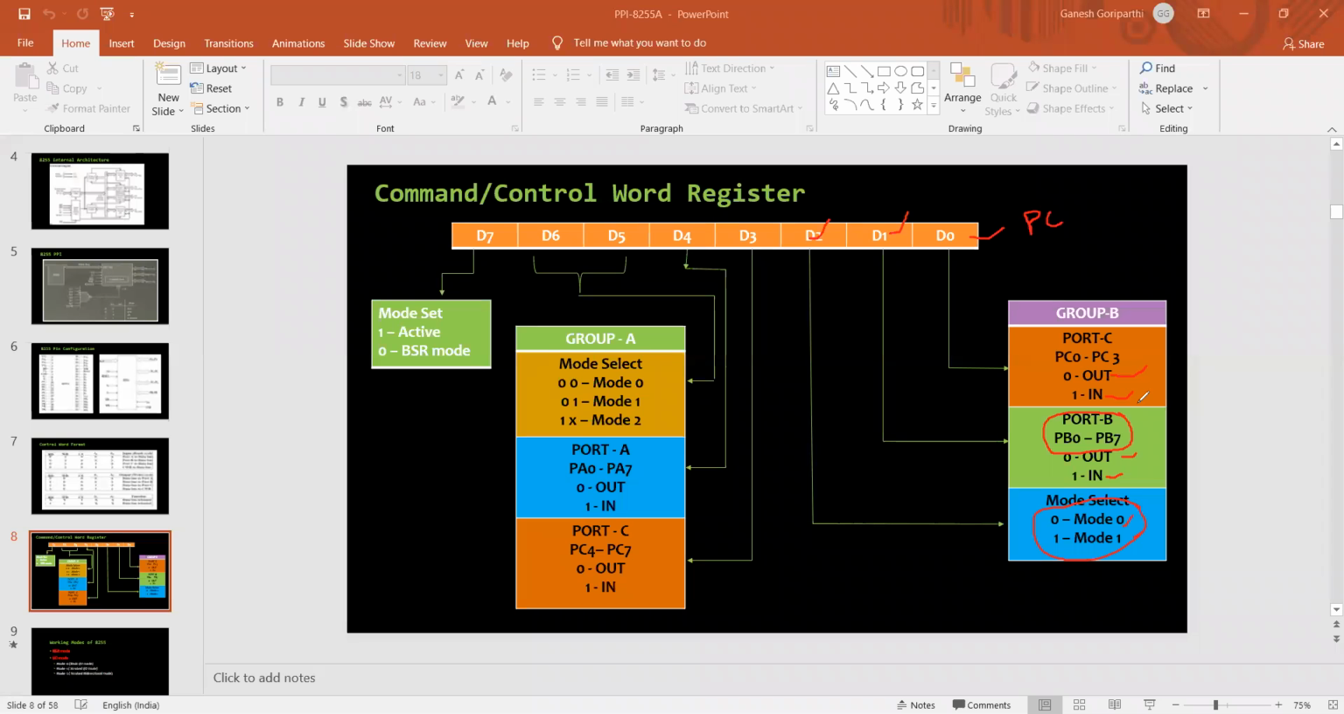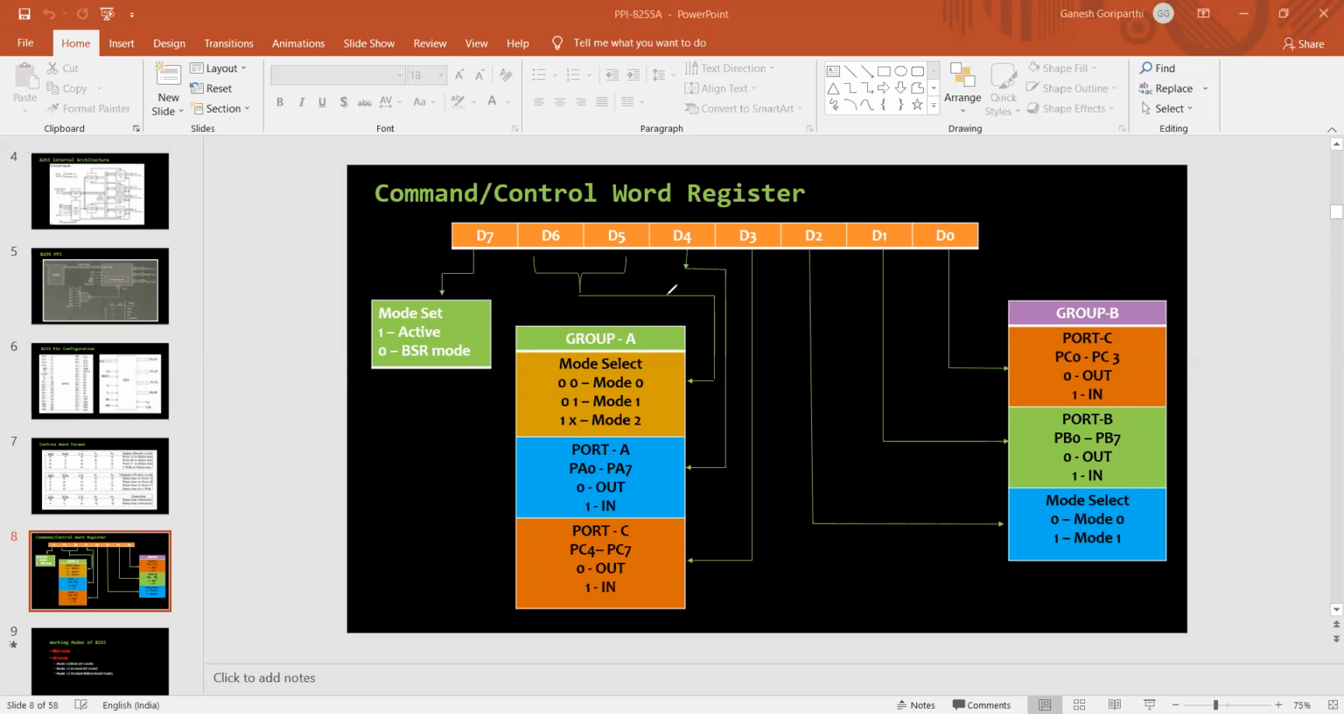So these 12 pins, in which mode you have to operate, that will be decided by this D2. That means they should operate in mode 0 when the value of D2 is equal to 0, or when the value of D2 is equal to 1, then it will operate in mode 1. That is the entire control of group B. Hope it is clear. Now let us shift our focus to group A.